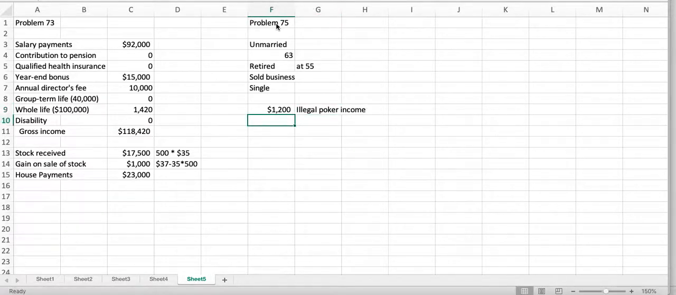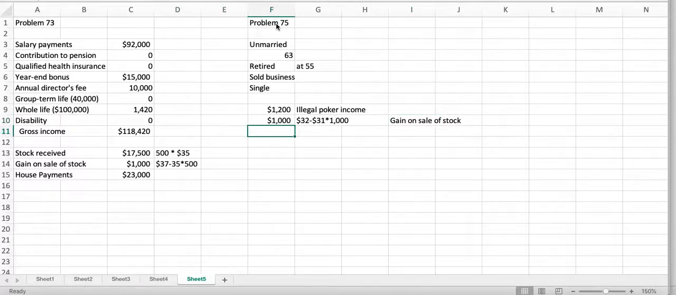Ken sold 1,000 shares of stock for $32 a share. He inherited the stock 2 years ago, and his basis at the time was $31 per share. So he will recognize the gain based on the basis of the stock when he inherited it. And so it would be the $32 sales price minus the $31 basis times the 1,000 shares of stock. And so he's got a $1,000 gain on sale of stock.